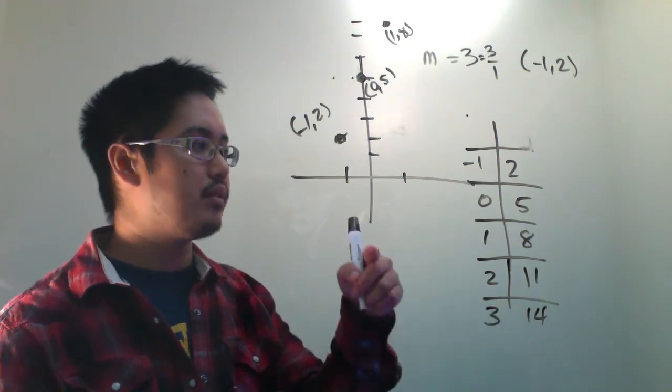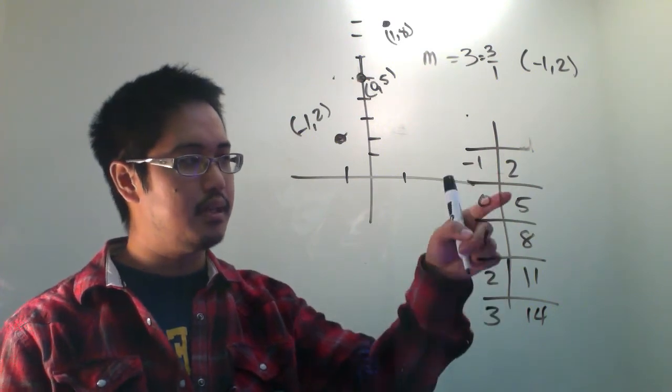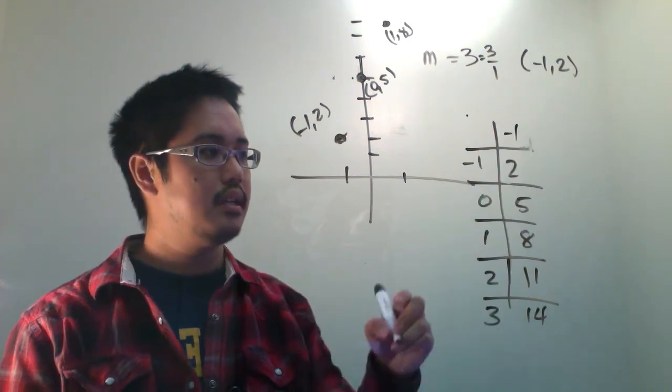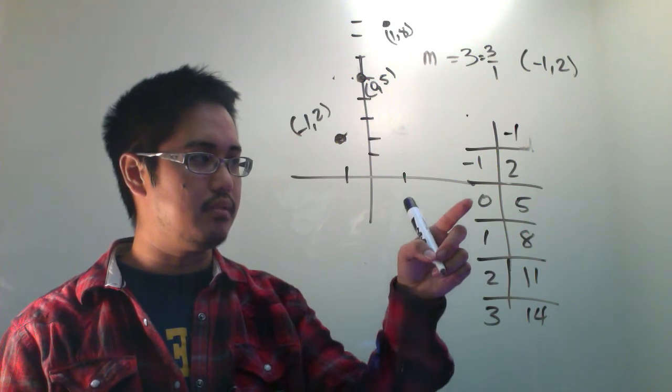Now, I could go backwards, and what I could do is, instead of adding 3 each time, I could just subtract 3. So 5 minus 3 is 2, 2 minus 3 is negative 1. And then over here the pattern goes 3, 2, 1, 0, negative 1, negative 2.